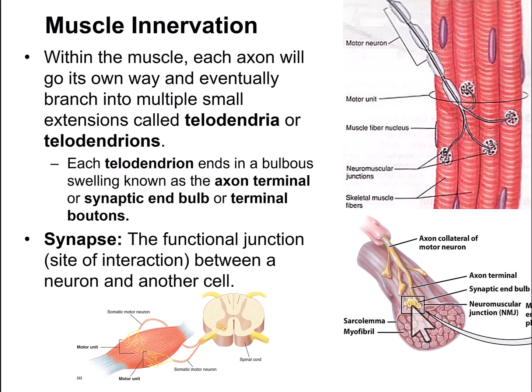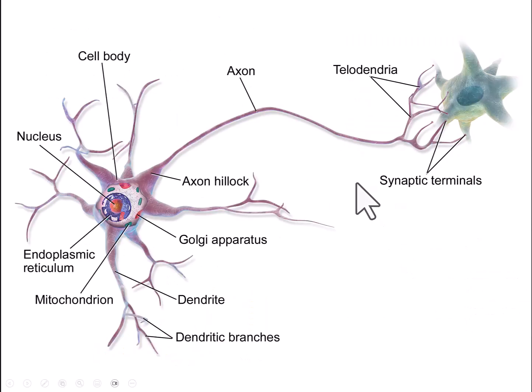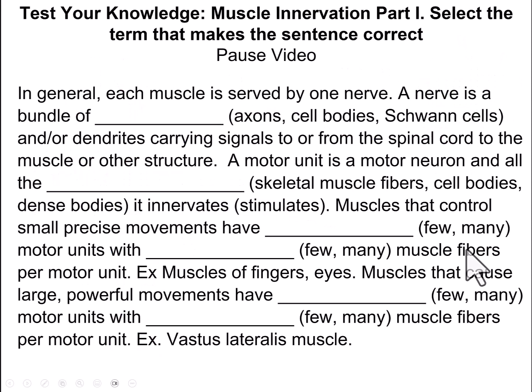Well, where the neuron makes contact with another cell is called a synapse. You want to make sure you star this. This is the site of interaction between a neuron and another cell. And it could be a skeletal muscle cell, could be a cardiac muscle cell, smooth muscle cell, could be a glandular cell, or another neuron. This is an example of telodendria again. You can see the branches that are innervating this cell, and at the very end are your synaptic end bulbs, or terminal boutons, or axon terminals, and they're going to contain the neurotransmitter that's going to be released to stimulate this next cell.